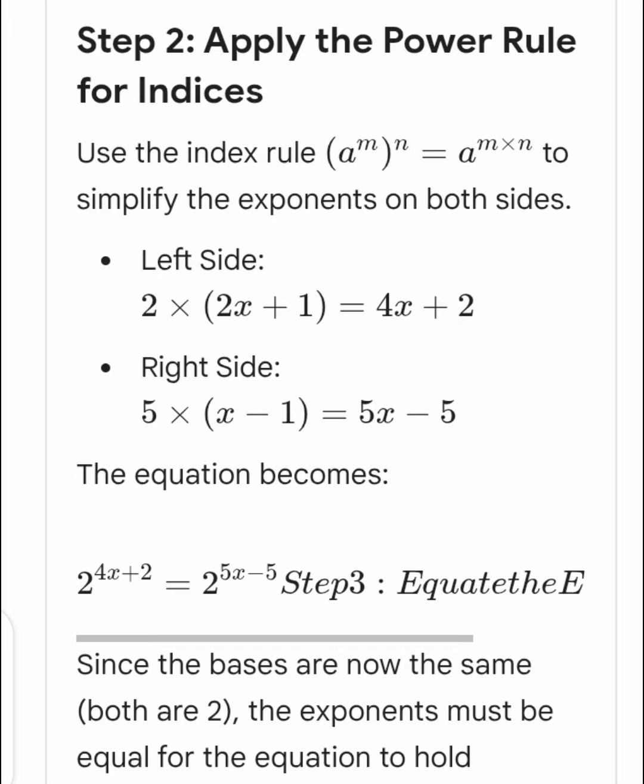So now we just solve for x. I'll subtract 4x from both sides. That leaves 2 equals x minus 5. In a final step, just add 5 to both sides, and that locks it in. X equals 7. Simple as that.